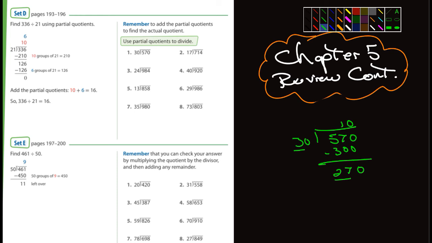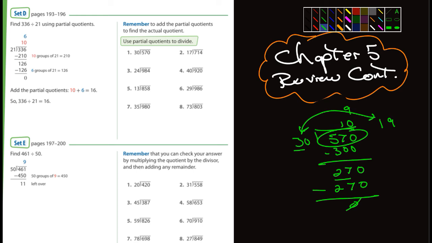3 goes into 27 9 times. And so that means 30 would go into 270 9 times. So subtracting 270, there isn't any remainder. So you just add the 10 and the 9, and so what do we have? 19. So 19 times 30 is 570.